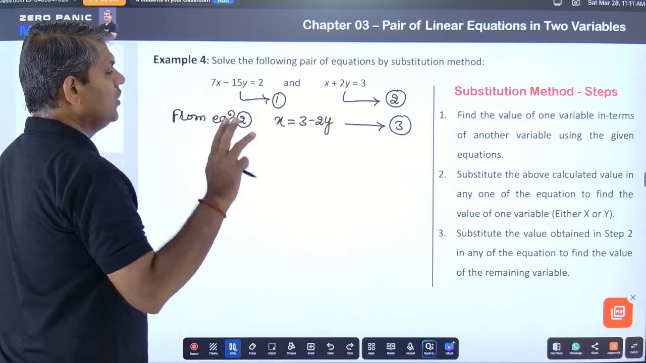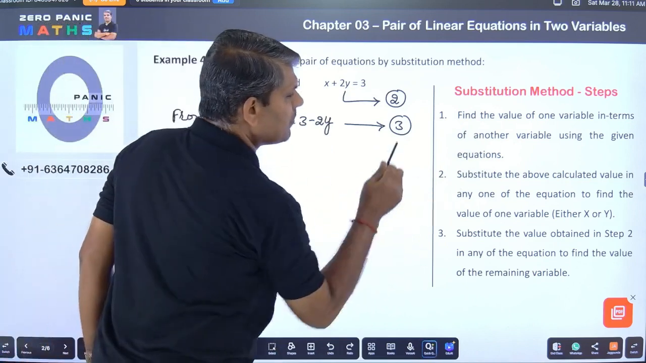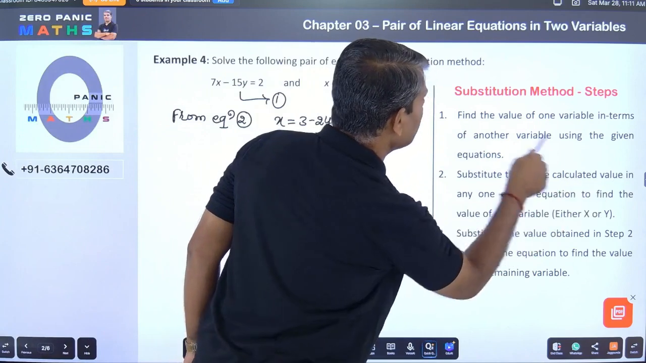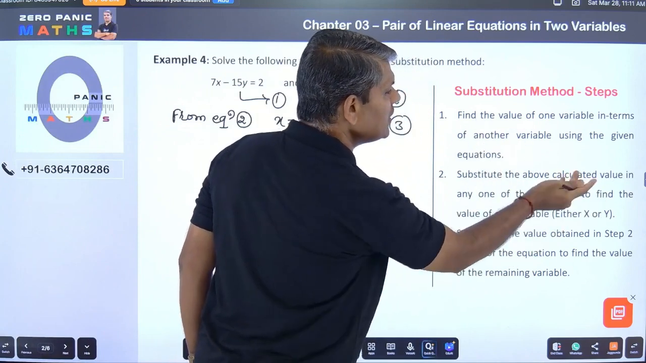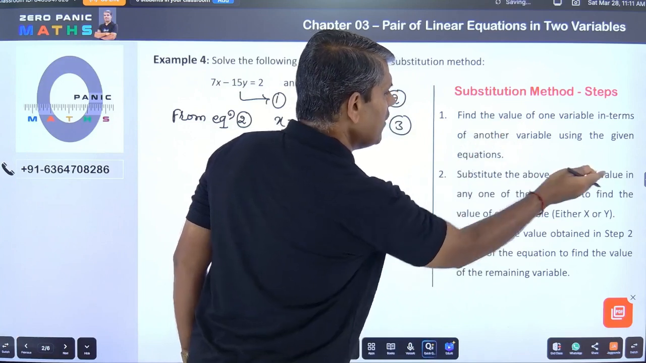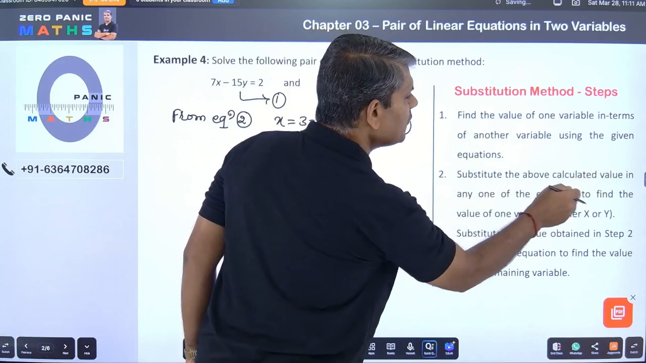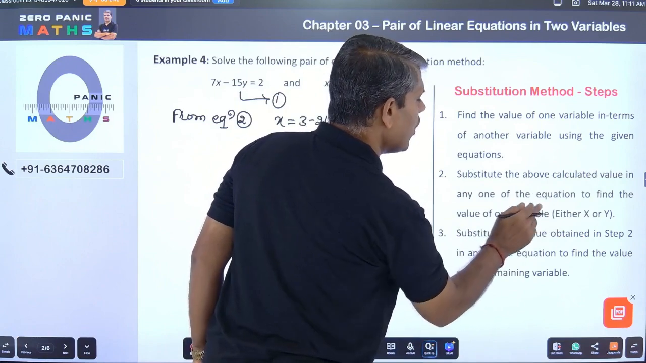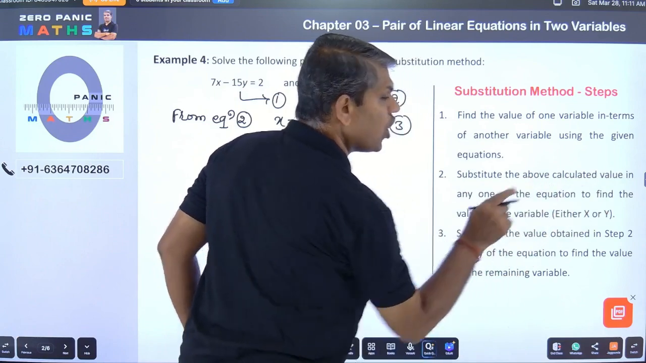Now the second step: substitute the above calculated value. The above calculated value is the value that you calculated in the first step, in any one of the equations to find the value of one variable, either x or y.